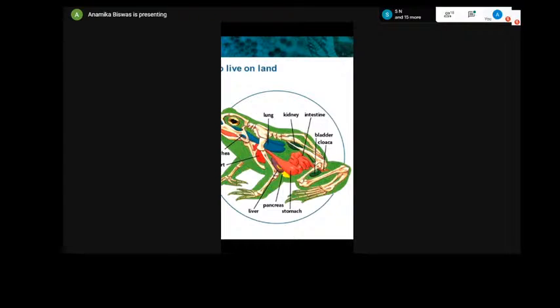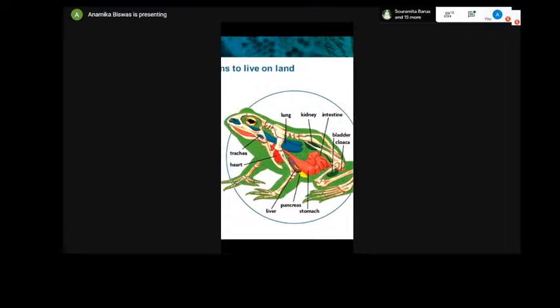Gills are always present in the larvae that may or may not persist in the adult stage. In case of frog, in the tadpoles gills are present, but in adult stage gills are not present. When they come back to the land, then their respiration occurs by lungs.